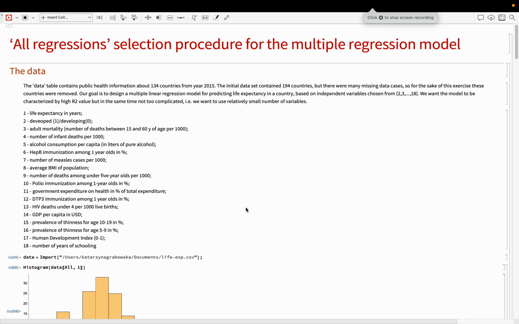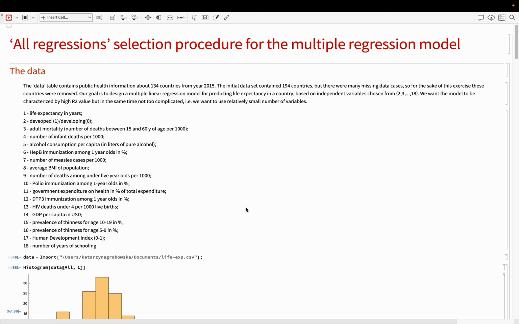This is yet another lecture about multiple regression model. This time we think about the following problem. We are given a huge number of potential independent variables. We want to choose from this huge set of variables a smaller subset in such a way that our prediction for the dependent variable is efficient in a sense that we have high R-square value and we have relatively small number of independent variables, in such a way our model is relatively simple.